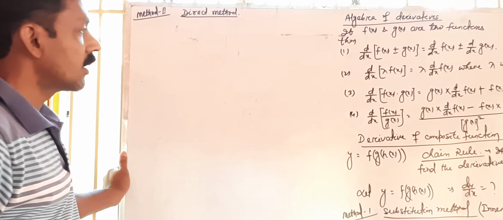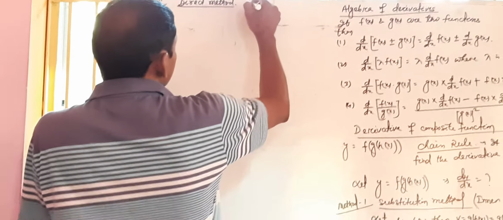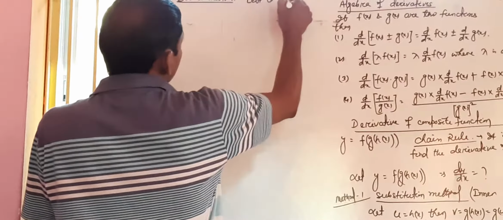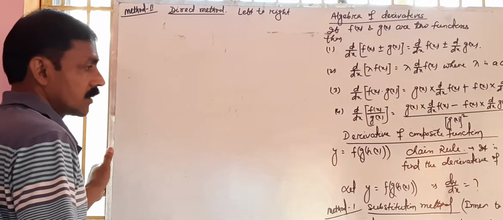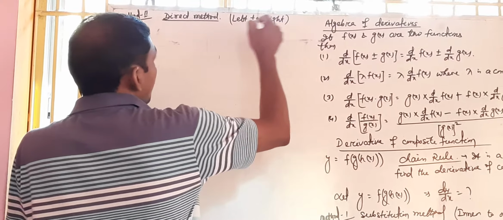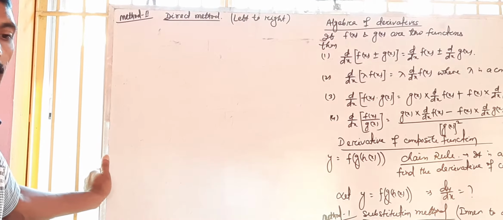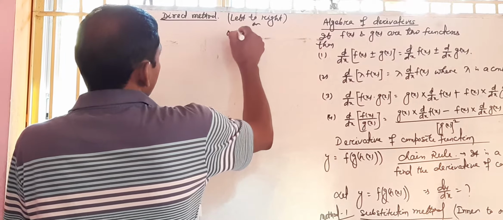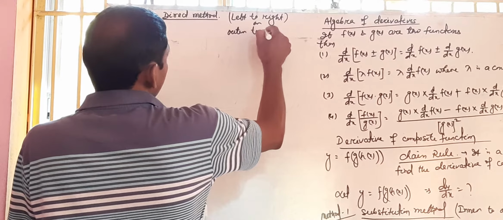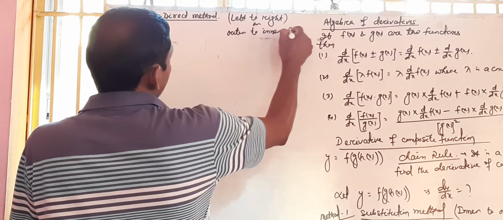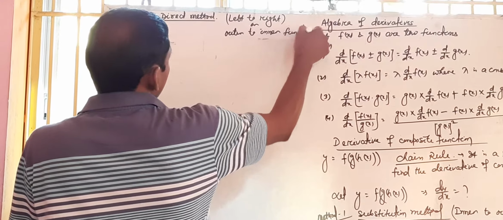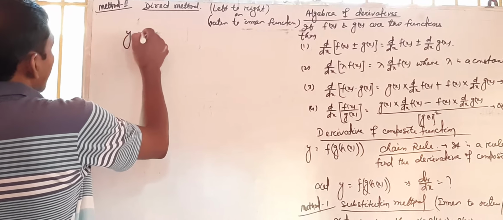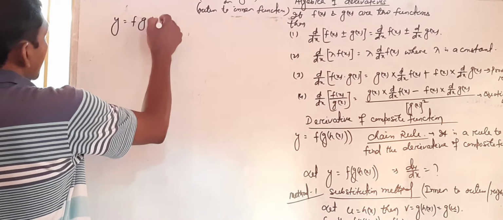In direct method, we will proceed from left to right, or outermost function to innermost function, or outer to inner function. So here we are given y equal to f of g of h of x.